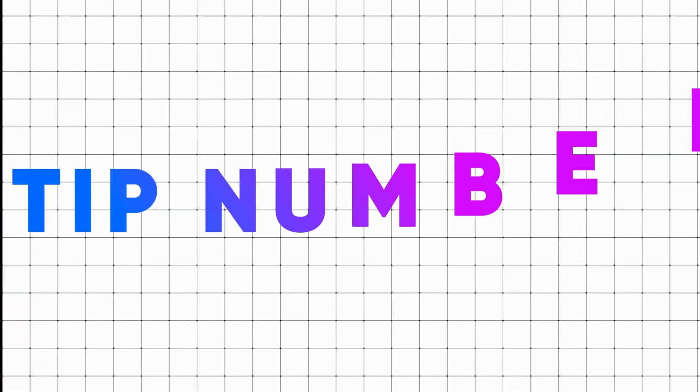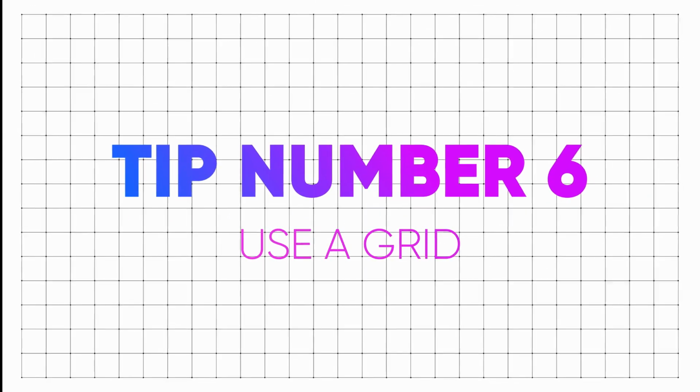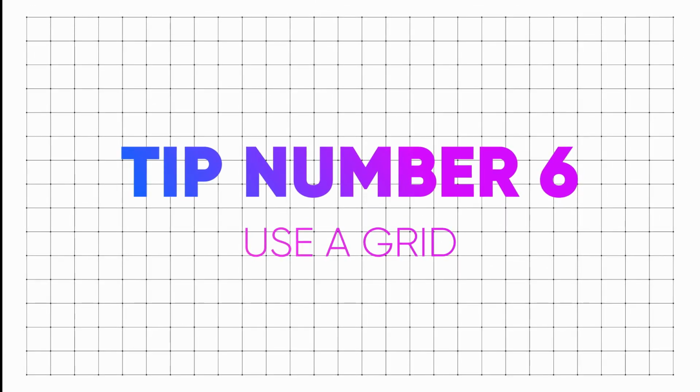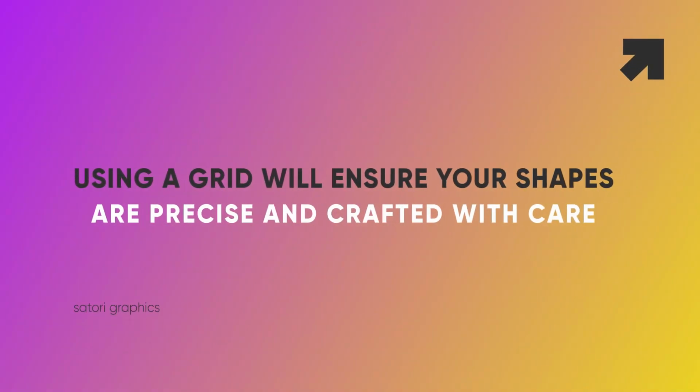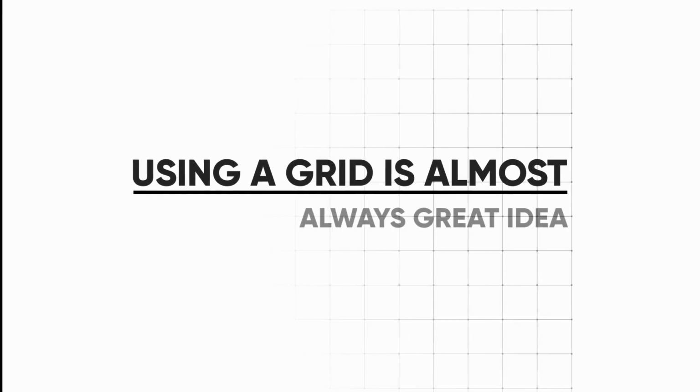Tip number 6 is to use a grid. There are many grids at your disposal as a logo designer. Using a grid will ensure that your shapes are precise and crafted with care. Sure, you can start off with a sketch or an idea, but when it comes to finishing that shape, using a grid is almost always going to be a great idea.